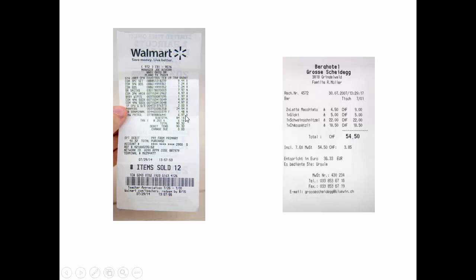Some people say that sales taxes are regressive. Has anybody heard that phrase before, regressive? Yeah. What does regressive mean? It means that it affects the poorest people the most.